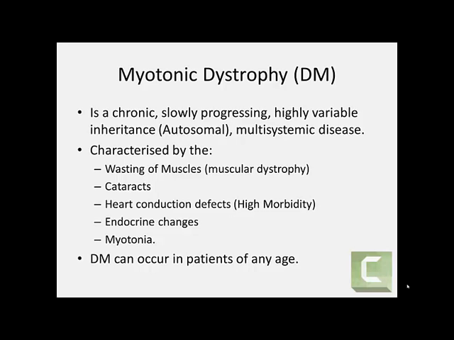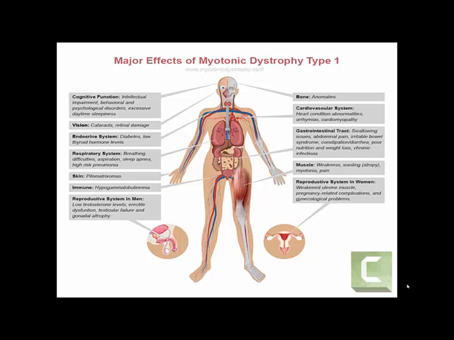Myotonic dystrophy is a chronic, slow-progressing multisystemic disease with a high variability in inheritance and symptoms. It is the most common adult-onset form of muscular dystrophy. Due to its systemic nature affecting multiple organs, there is an array of clinical symptoms, but it is mostly characterized by the wasting of muscles, the formation of cataracts, heart conduction defects, and myotonia, thus leading to high morbidity rates within patients who suffer from myotonic dystrophy.